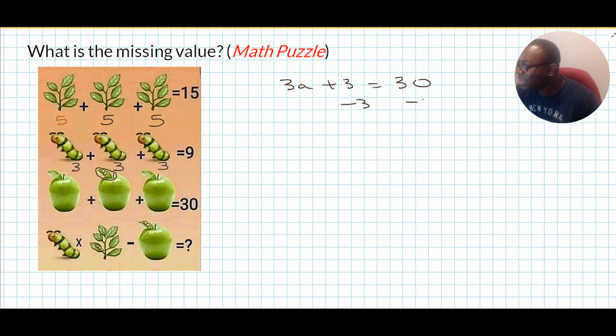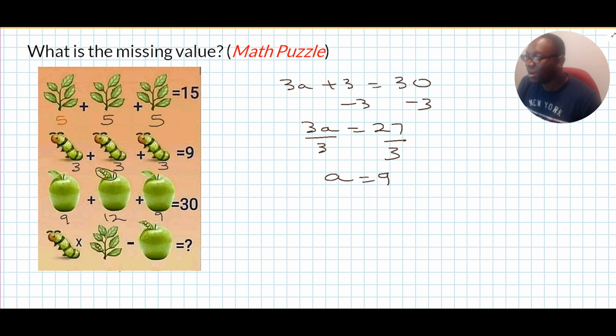I subtract 3 here. So now we have 3a is 27 divided by 3. A is equal to 9. So the apple is 9. So this is going to be 9, 12, and 9. All right. So for this insect here, or larva, or whatever we want to call it, we call this 3. That is correct.